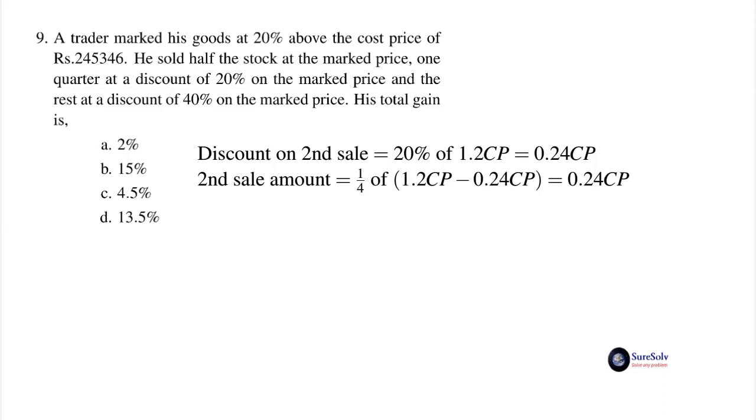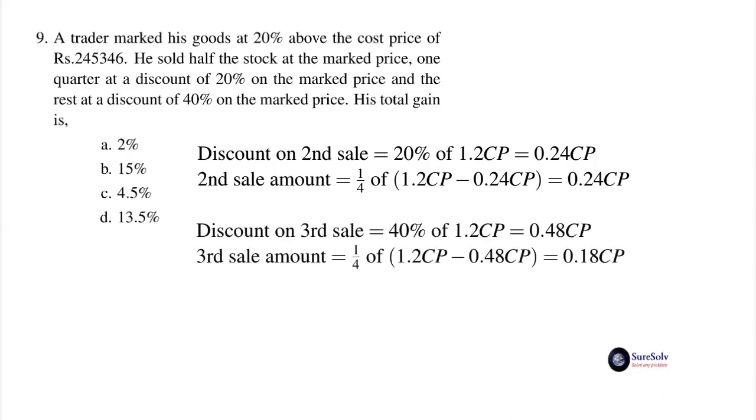As 1/4 of the stock is sold at this price, second sale amount is 1/4 of 0.96 CP equal to 0.24 CP. Now discount on third sale is 40% of 1.2 CP equal to 0.48 CP. So third sale price is 1.2 CP minus 0.48 CP equal to 0.72 CP. Rest 1/4 of the stock is sold at this price. So third sale amount is 1/4 of 0.72 CP equal to 0.18 CP.